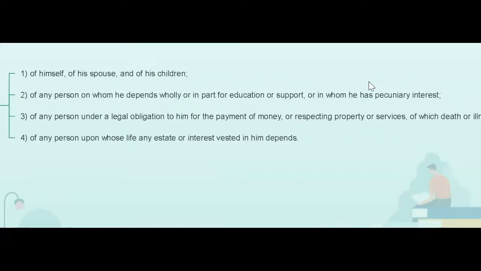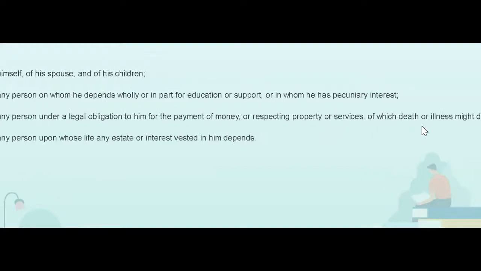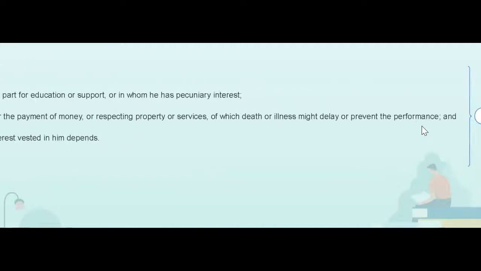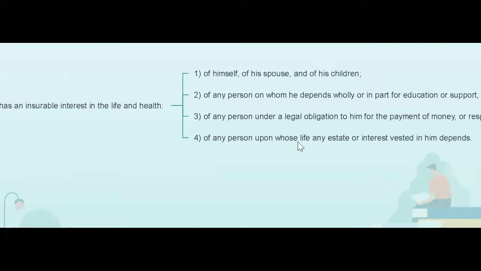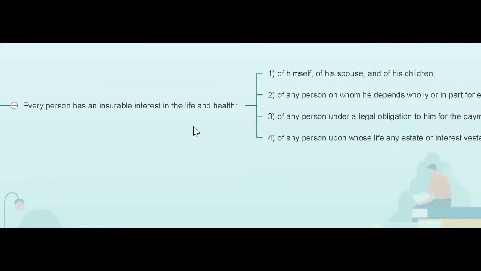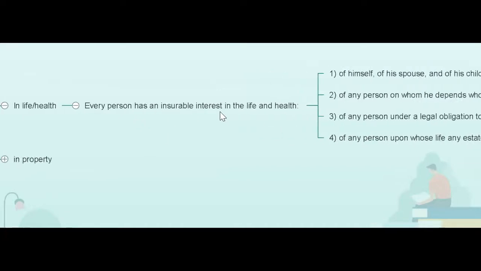Second, of any person on whom he depends wholly or in part for education or support, or in whom he has pecuniary interest. Third, of any person under a legal obligation to him for the payment of money or respecting property or services of which death or illness might delay or prevent the performance. And of any person upon whose life any estate or interest vested in him depends. So that pertains to the insurable interest in the life and health of a person.